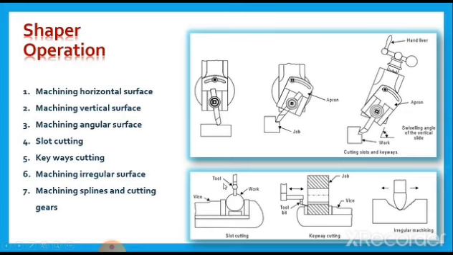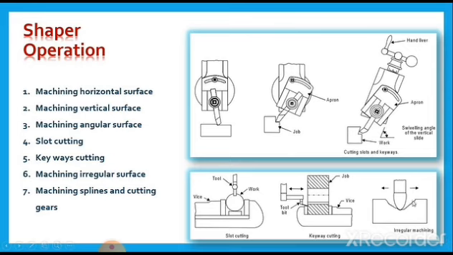This is the vise. This is your tool, and this is where your slot is going to be made, on this shaft. Keyway cutting. Also you can see the keyway cutting is going to take place on this. So this is your keyway which is going to be cut by using the tool post. And then machining irregular surfaces.